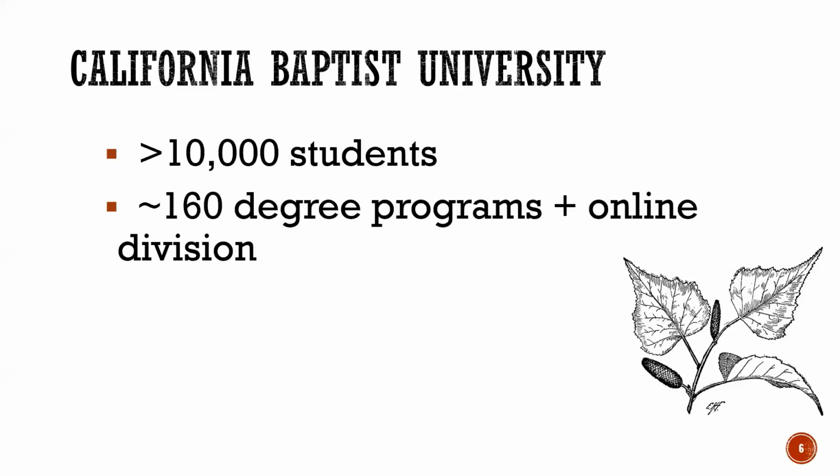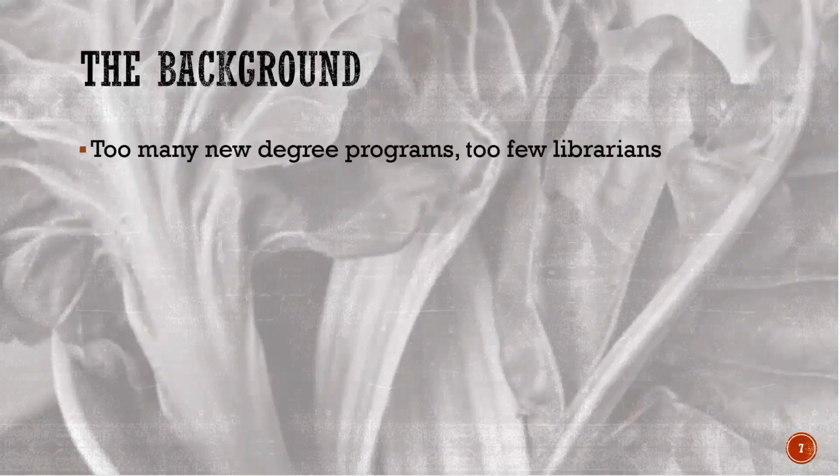Without going into too much detail here, the most relevant facts about CBU to my presentation today are these. CBU has well over 10,000 students, around 160 degree programs, from bachelor's through PhDs, including an online division, and a grand total of 6 librarians. And after my departure in April, that went down by 1 to 5. So as someone with broad responsibility for our collections, I needed an easy way to quickly assess how well we were serving each of these many programs.